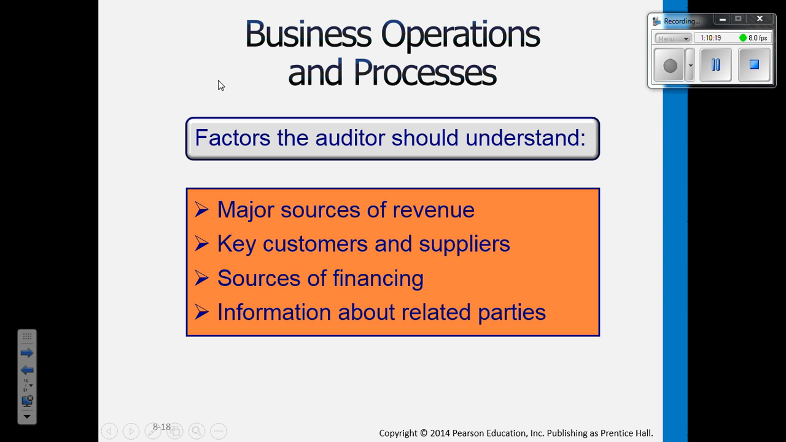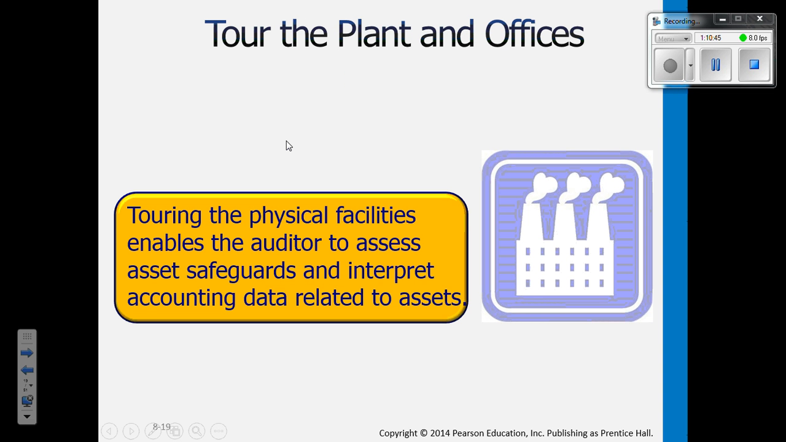Operations and processes. What are their major sources of revenue? What's their revenue model? How do they make profit? Who are their key customers and suppliers? What if they only have one customer? What if they only have one supplier? Scary, right? Although it just depends on the situation. Sources of financing: who put up the money? Stock and bonds or debt in general. Information about related parties, you need to understand that, of course.